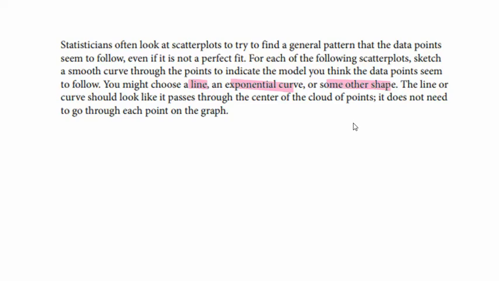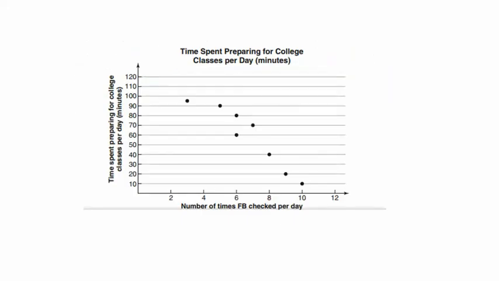The line or curve should look like it passes through the center of the cloud of points. It doesn't need to go through each point on the graph. All right, so here's an example where we have our independent variable, the number of times Facebook is checked per day, and the dependent variable is the time spent preparing for college classes.